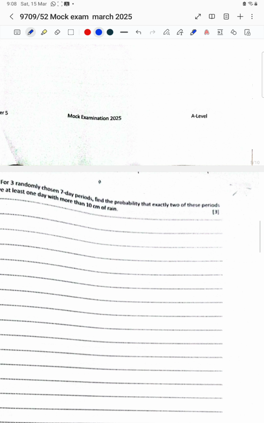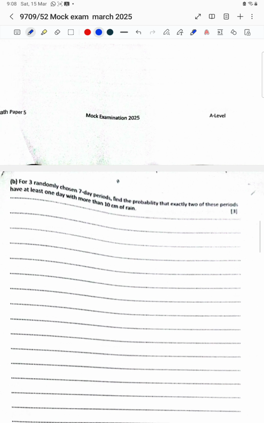Okay, it's given three randomly chosen 7 days periods. Find the probability, the same as the previous question. Now, the probability that exactly 2 of these periods have at least 1 day, for the 3 randomly chosen periods, with more than 10 centimeters, at least 1 day. So the probability of x is, if its range is greater than or equal to 1 day, it is this.